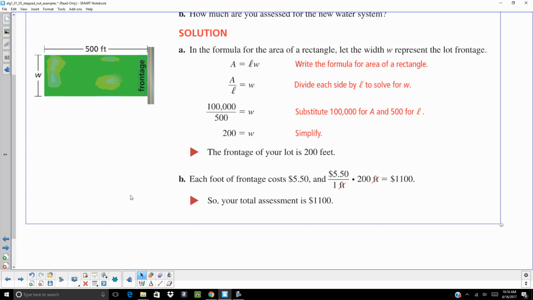So whenever you do this, it's always good to have a picture. It's rectangular, and we know for the area for a rectangle, it's length times width. So we need to find that width. So that's just going to be 100,000 divided by 500, which is 200. So the width is 200. The frontage of your lot is 200. And then each foot of the frontage costs $5.50. So you're going to take $5.50 times 200. So that's going to be $1,100.